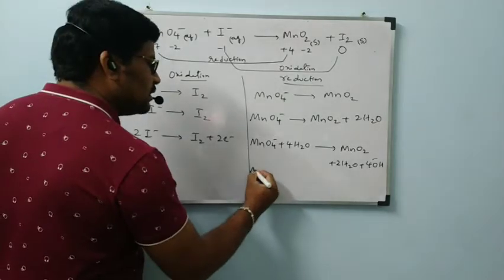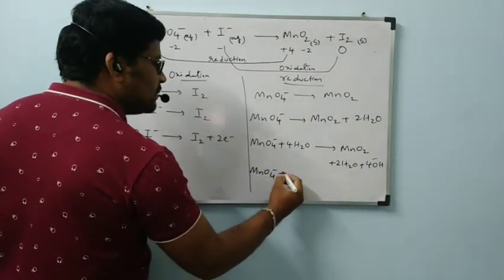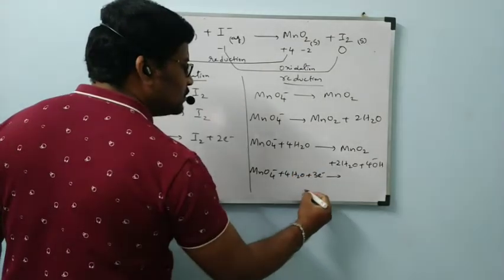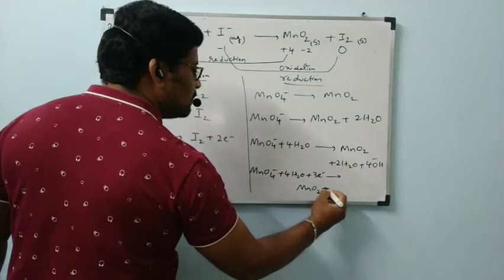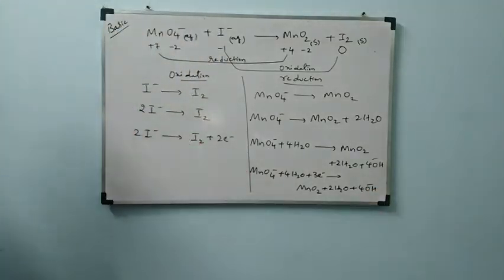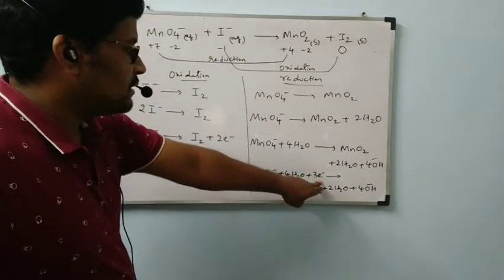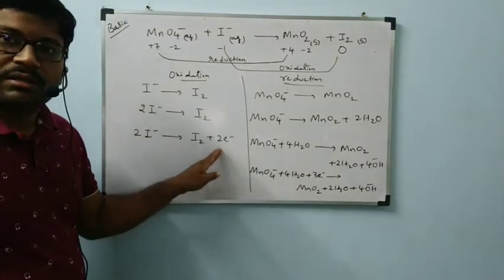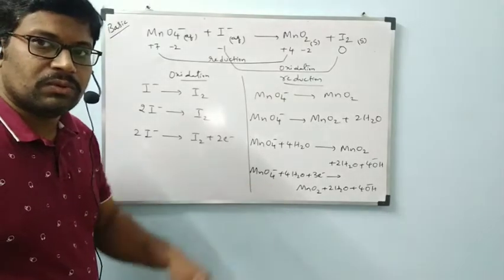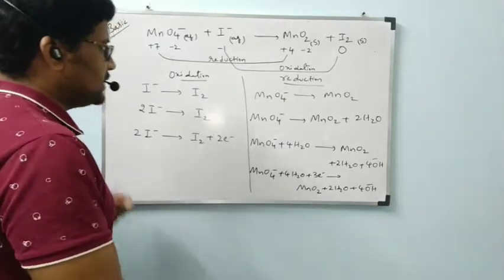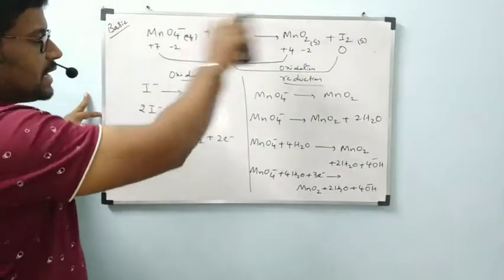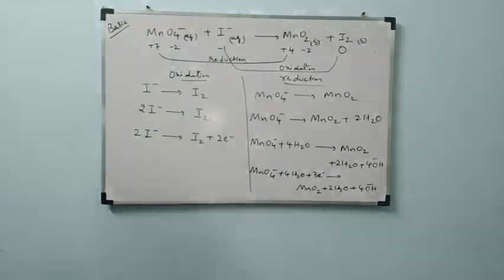Write the final equation. MnO4 minus plus 4H2O plus 3 electrons gives rise to MnO2 plus 2H2O plus 4OH minus. Here we have 3 electrons, here we have 2 electrons. Same method. This equation we have to multiply with 3, this equation we have to multiply with 2. Then we will get 6 electrons on both sides. By multiplying, I am going to write equation 1 and equation 2 at a time. Before that, observe the 2 equations.